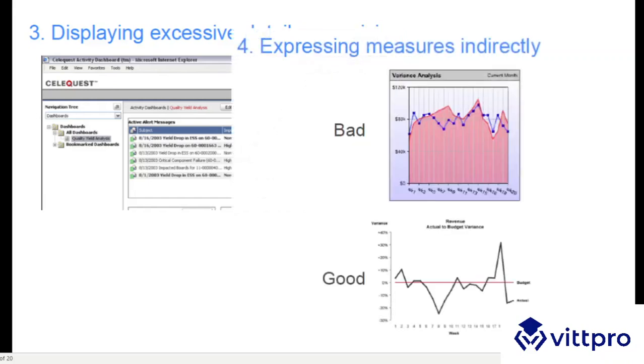Expressing the measures indirectly. Even though the type of chart used is correct, it is not good, because here you are showing the full value and the actual. So you are letting people guess whether it is good or bad, whether it is variance or not a variance, right? Rather than that, if you just show the variance, that is very clear and easy to understand. Are we achieving our target or are we not achieving our target? So there is a budget and there is an actual. It's easy to understand whether we are higher than the actual or lower than the actual. So that's an easier way to express. Expression is very important.